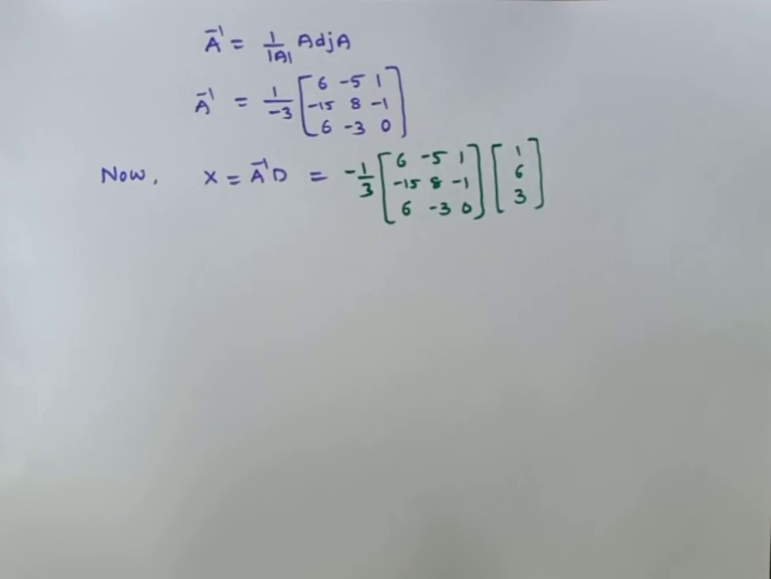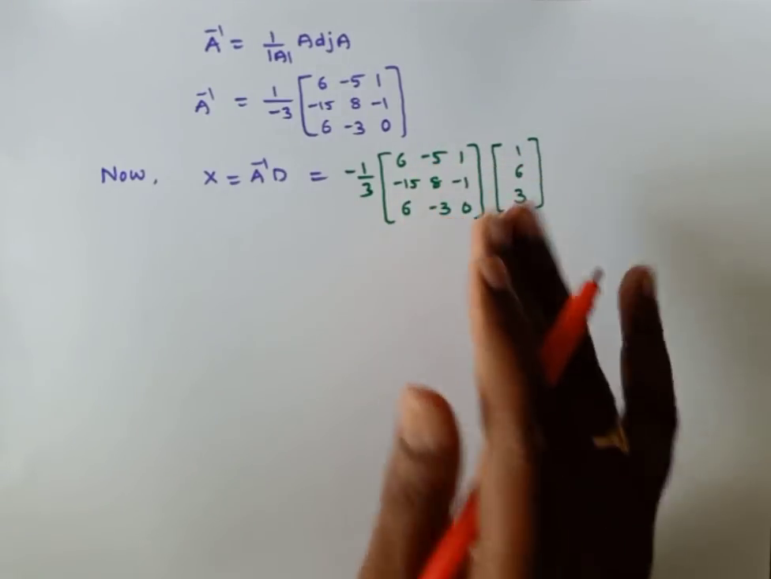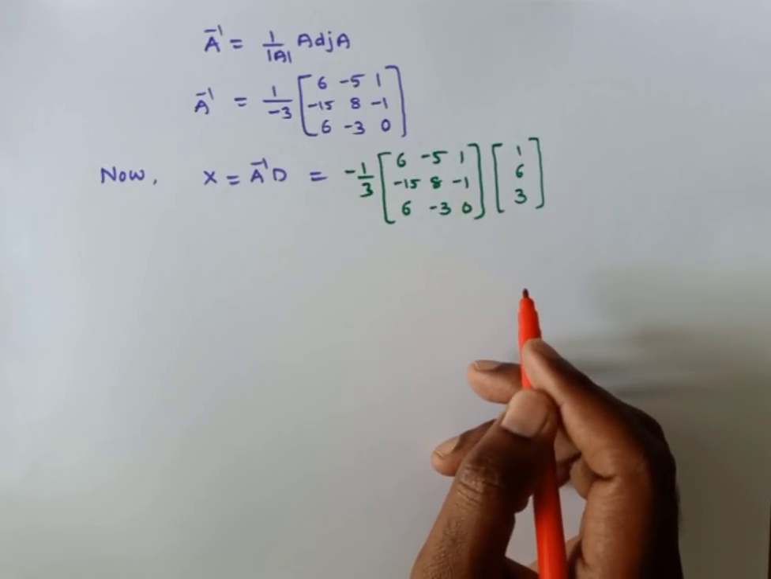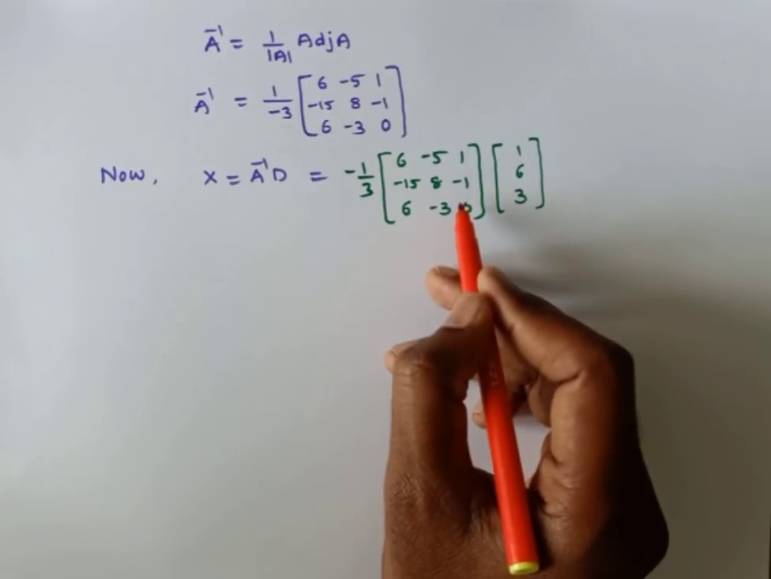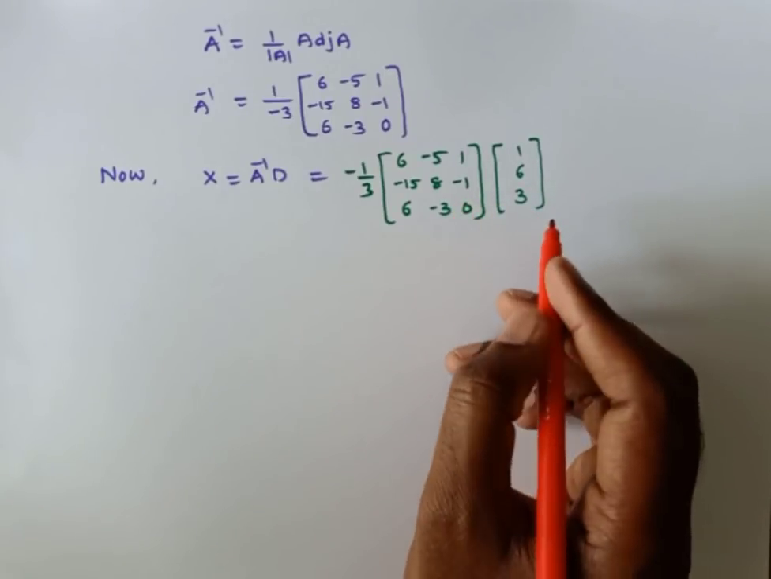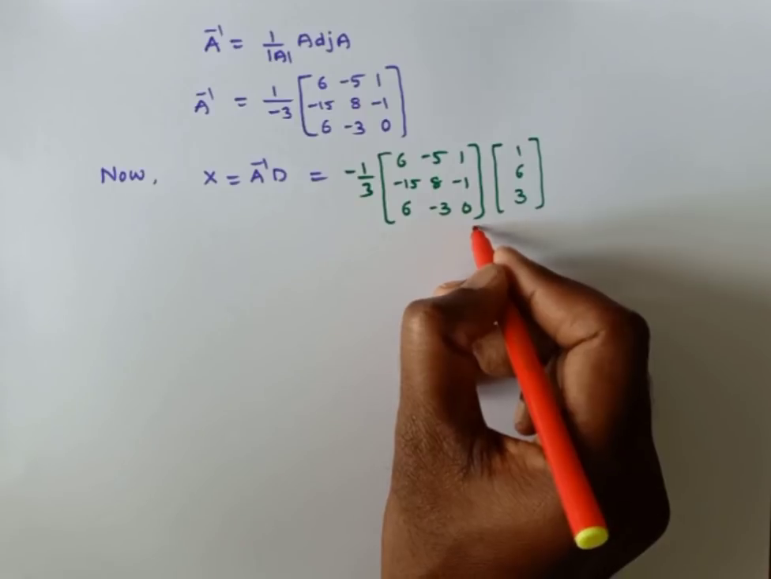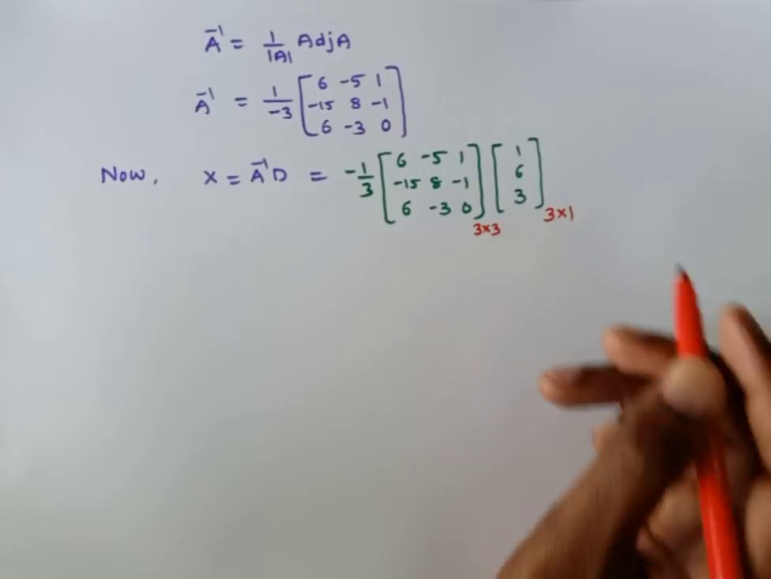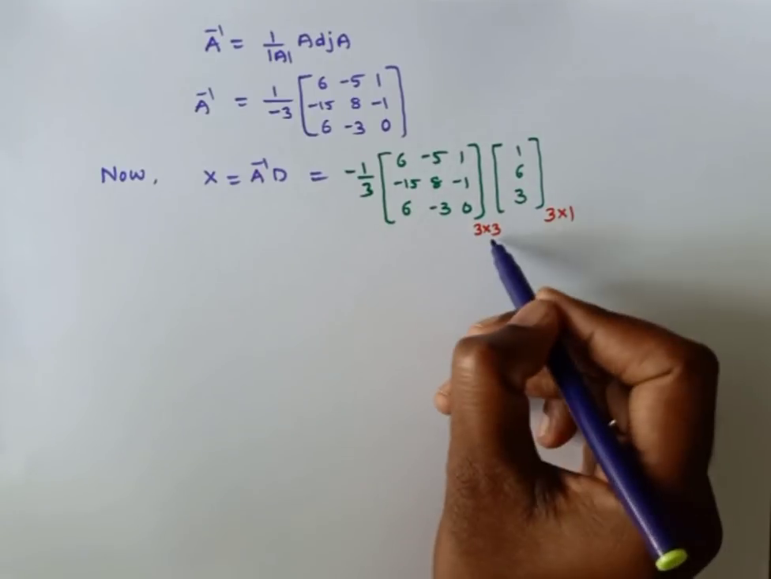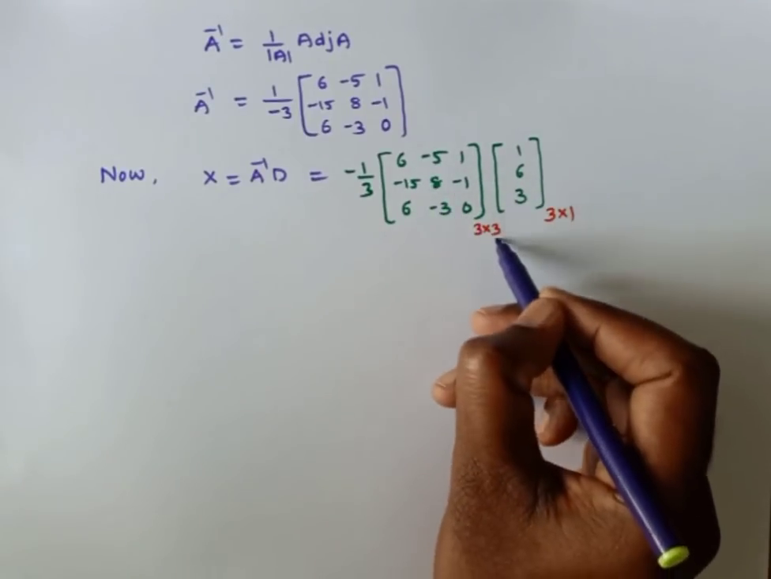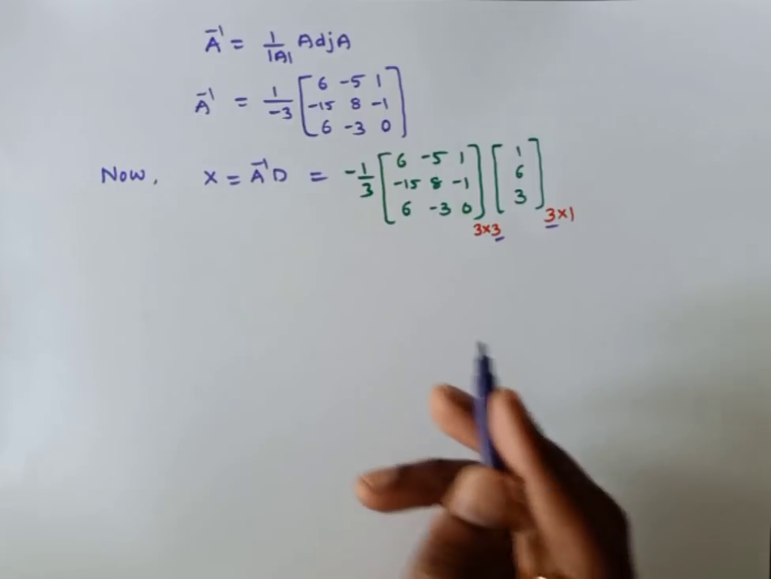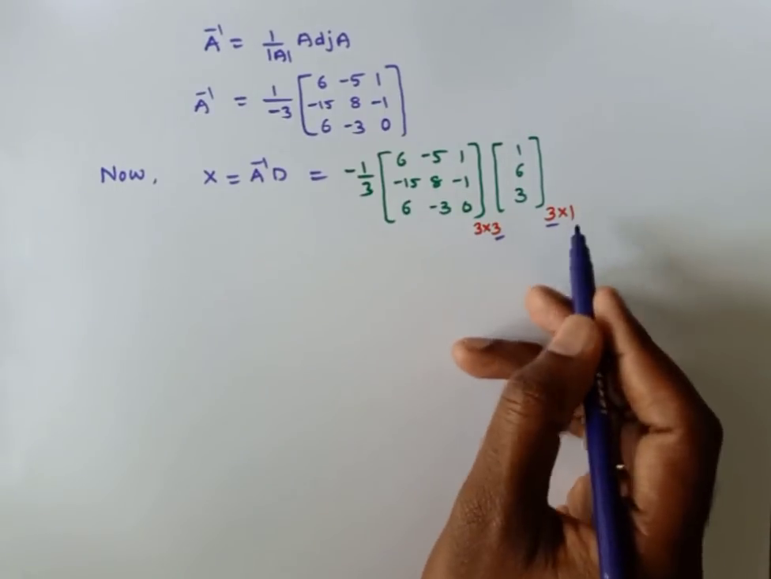Now, here we need the concept of multiplication. This is a matrix A into B form. Matrix multiplication is conformable whenever the number of columns of the first matrix is equal to the number of rows of the second matrix. The order of the first matrix is 3 by 3, the second is 3 by 1. The number of columns in the first matrix is 3, and the number of rows in the second matrix is 3. Therefore the matrix multiplication is conformable and the resultant will be 3 by 1.